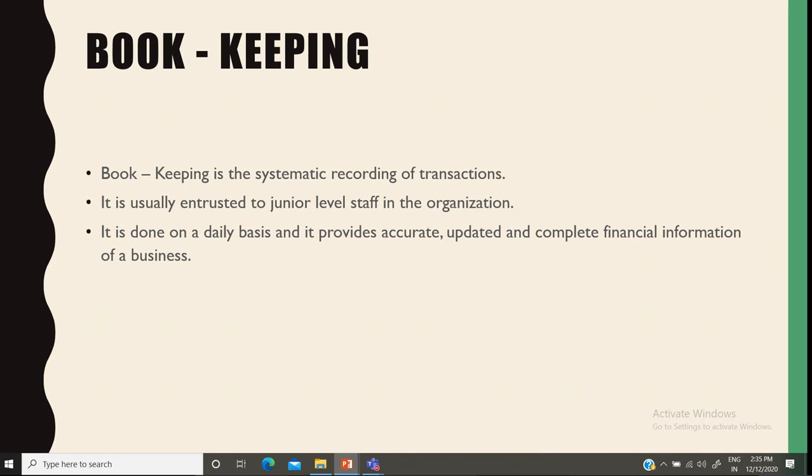But bookkeeping is that by verifying all the documents, all your vouchers, invoices, everything, you are just going to look it over and record all the transactions whatever is happening. So that is known as bookkeeping. Just to have an updated view of whatever is happening in the business, you're just going to make a note of it. So bookkeeping is the systematic recording of transactions, and it is usually entrusted to junior level staff in the organization.